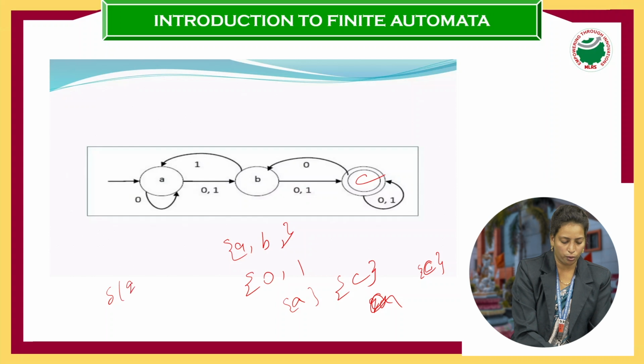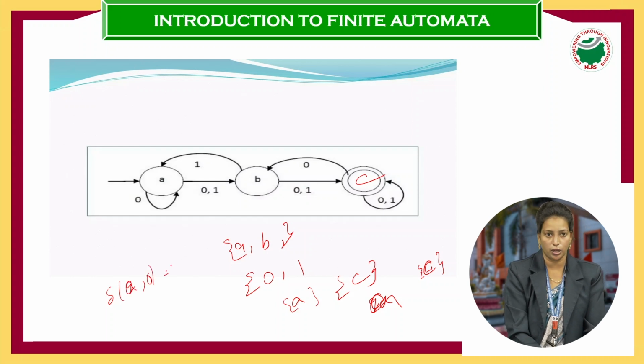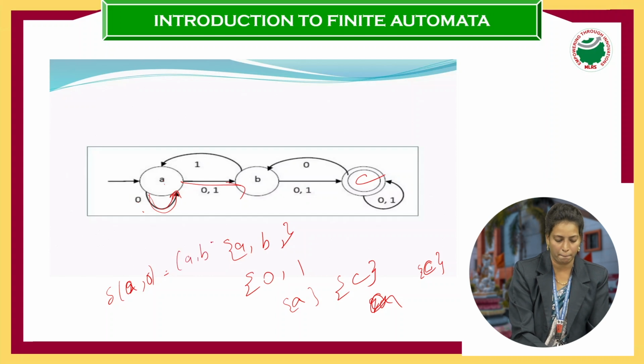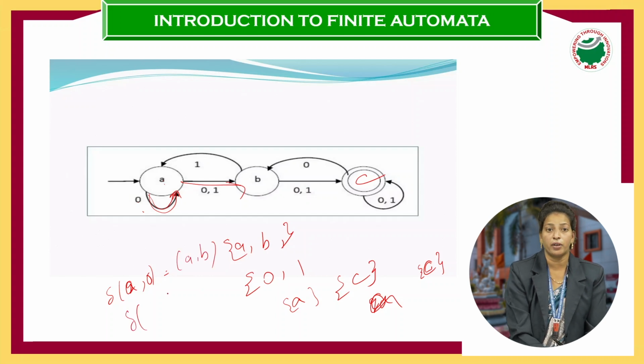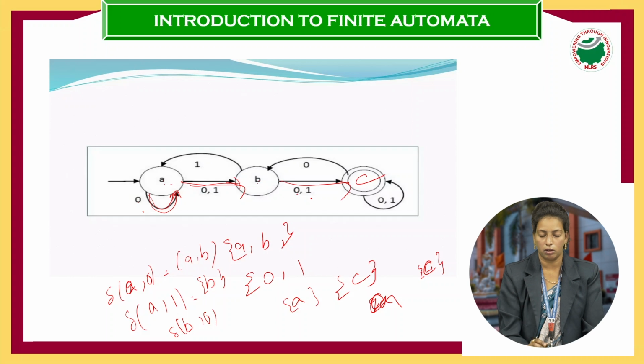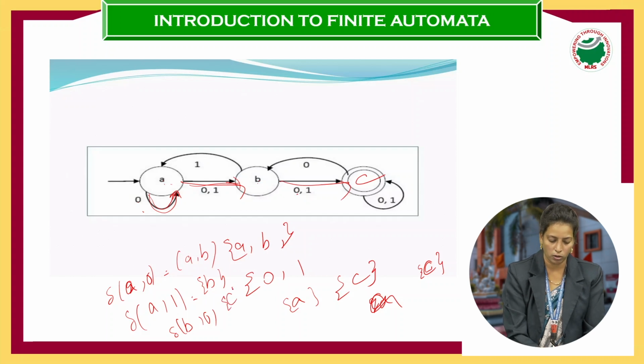Mapping function. Delta of A comma 0: A of 0 goes to A and it goes to B. That means A comma B. Okay, right? Next, delta of A comma 1: it moves to B only. Next, B of 0 moves to C. Next, delta of B of 1 moves to C.